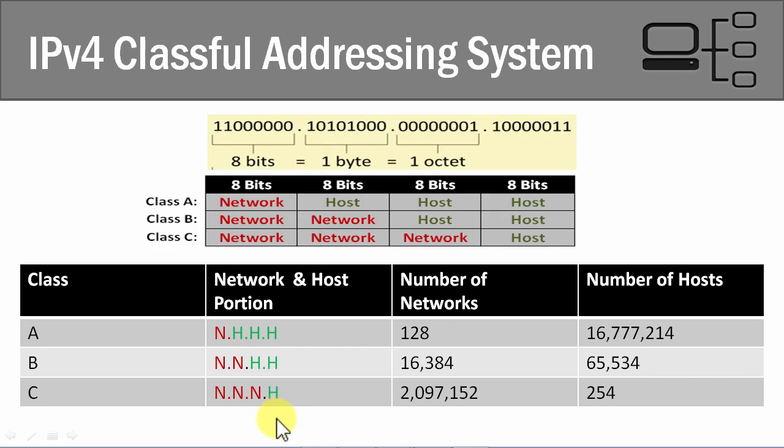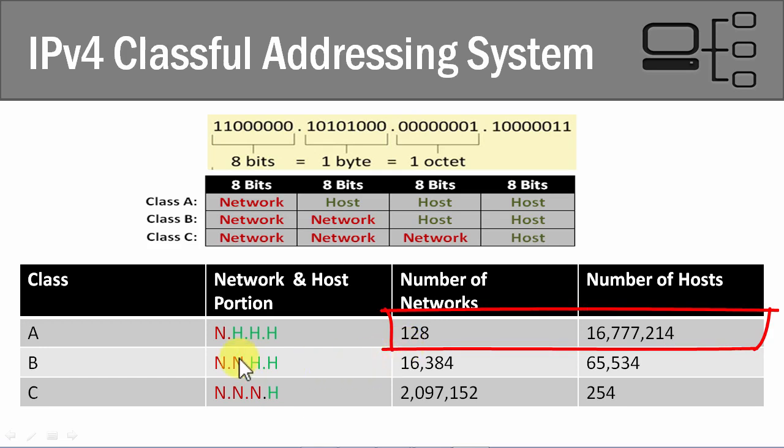So what's that mean? Well, with this setup here, if you do 2 to the 8th power, that equates into 128. So for class A networks, when they designed it this way, they designed it so they could create a total of 128 class A networks to assign and register and give out to people.